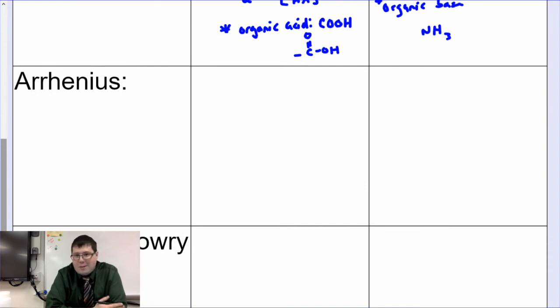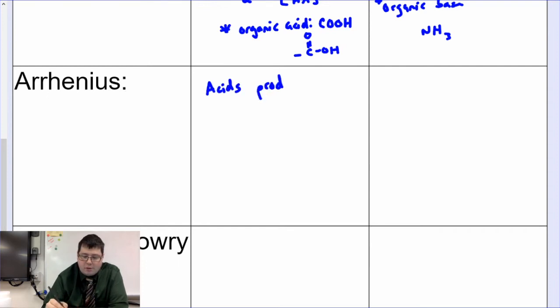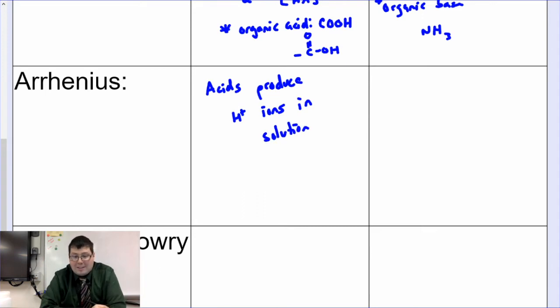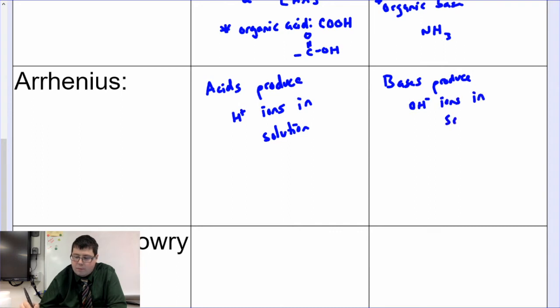In the Arrhenius one we've been talking about already. The Arrhenius theory of an acid is that acids produce H+ ions in solution. Now, not every acid is an Arrhenius acid, but most of them are acids that produce H+ ions in solution. Contrast that with the Arrhenius definition of a base. Arrhenius said that bases produce OH- ions in solution.